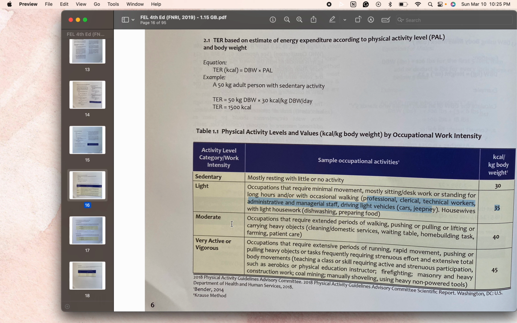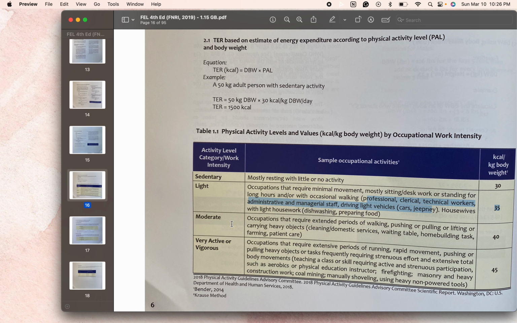Moderate: occupations that require extended periods of walking, pushing or pulling, or lifting or carrying heavy objects, such as cleaning, domestic services, waiting table, home building tasks, farming, patient care. That's 40. Very active or vigorous require extensive periods of running, rapid movement, pushing or pulling. So if you run for more than 30 minutes a day or exercise for more than 12 hours a day, then that can be considered very active or vigorous.